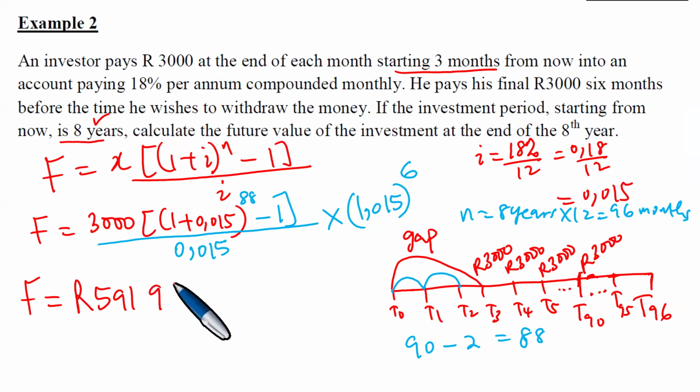591,969, comma 90. Okay, so this will be the future value.